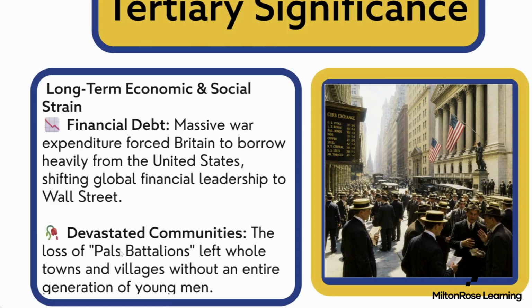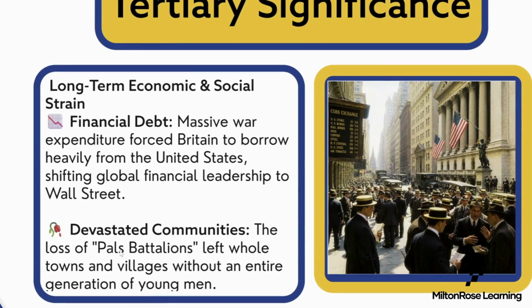long-term economic and social strain was created on the home front. So financial debt started to rack up. Massive war expenditure forced Britain to borrow heavily from the United States, hence the image of Wall Street. They made a lot of money out of us, shifting global financial leadership to Wall Street and America, effectively. So the power starts to shift.